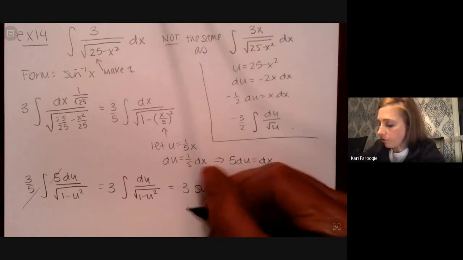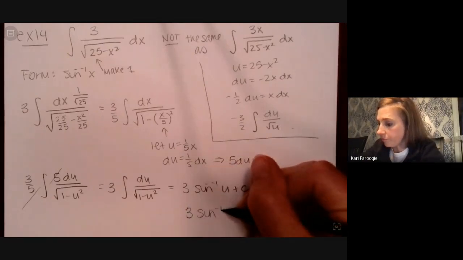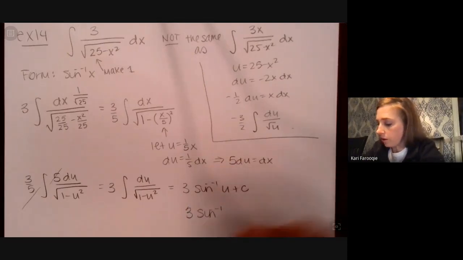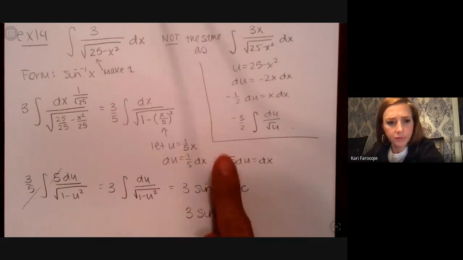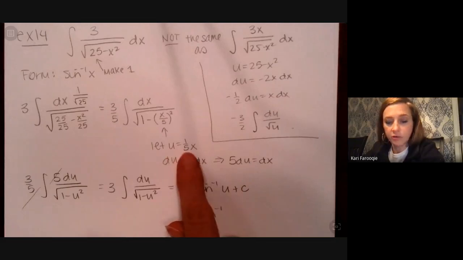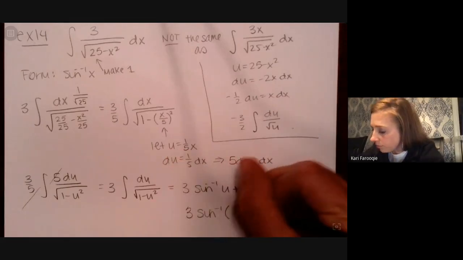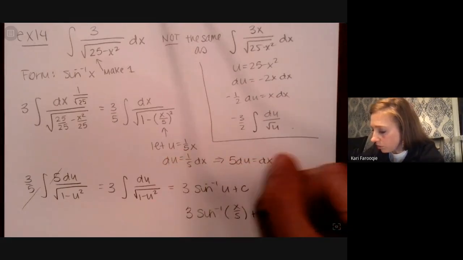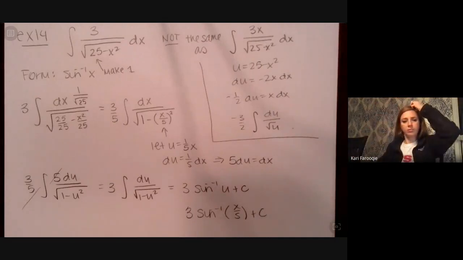And then sub out your u for x. And we had, where is it? Oh yeah, u equals 1/5 x. I'm staring right at it. Or x over 5, whatever you decide.